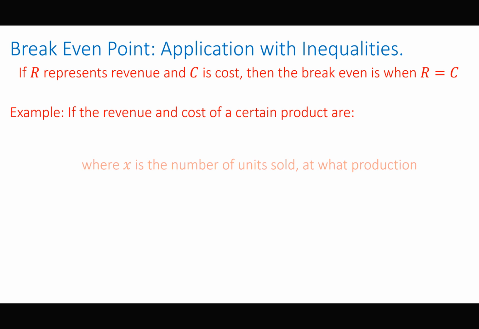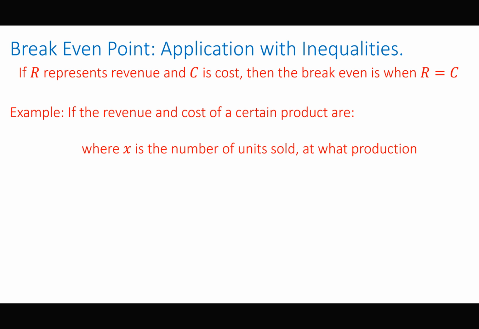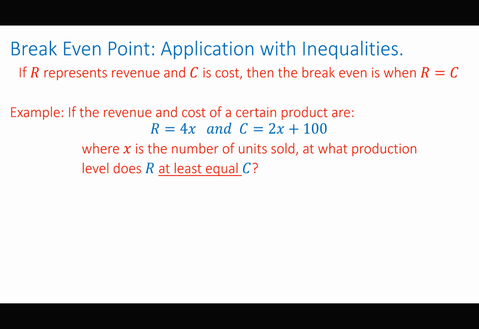Okay, if the revenue and cost of a certain product are, okay, there. If the revenue is R equals 4x and the cost is 2x plus 100, and x represents the number of units sold, at what production level does R at least equal C?